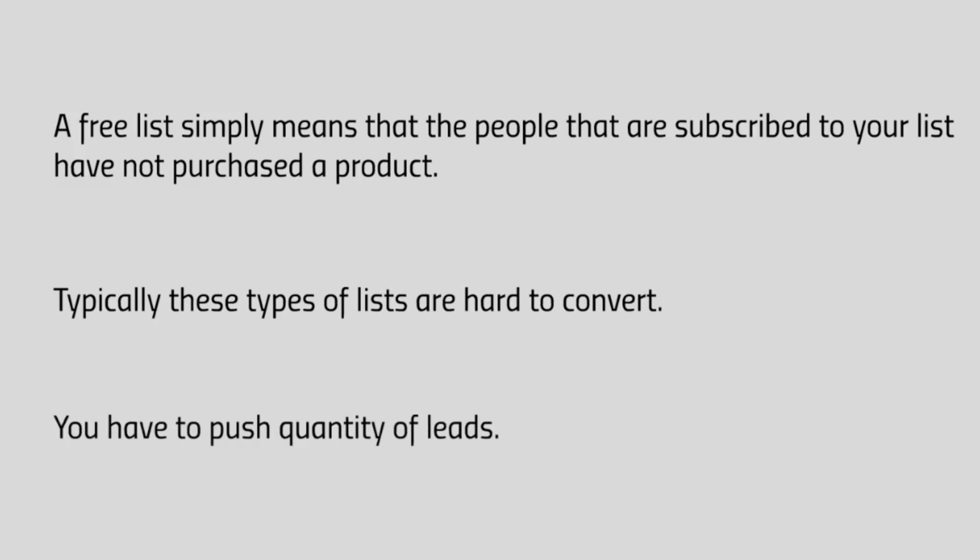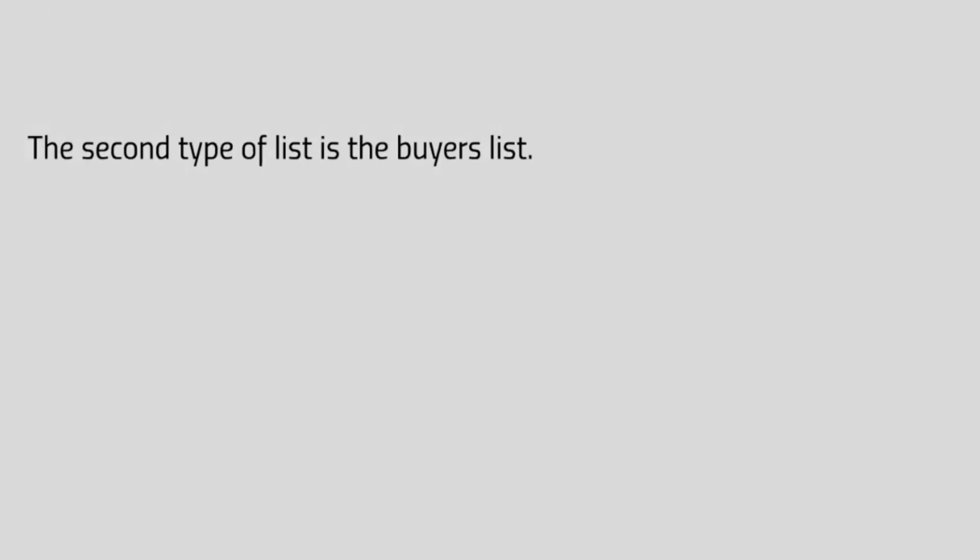So in this case, you have to push quantity of lists. Instead of focusing on quality and conversions, you really have to focus on numbers. So it's a numbers game. Instead of having a list of, let's say, 100 buyers, you have to have a list of 1,000 or a couple thousand. Now, the second type of list is a buyer's list.